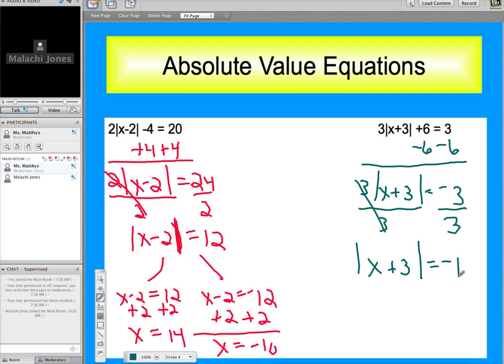What do you see? It's a negative, so we can't go on. Exactly. This is a negative, and absolute values cannot equal negative, so you cannot go on.